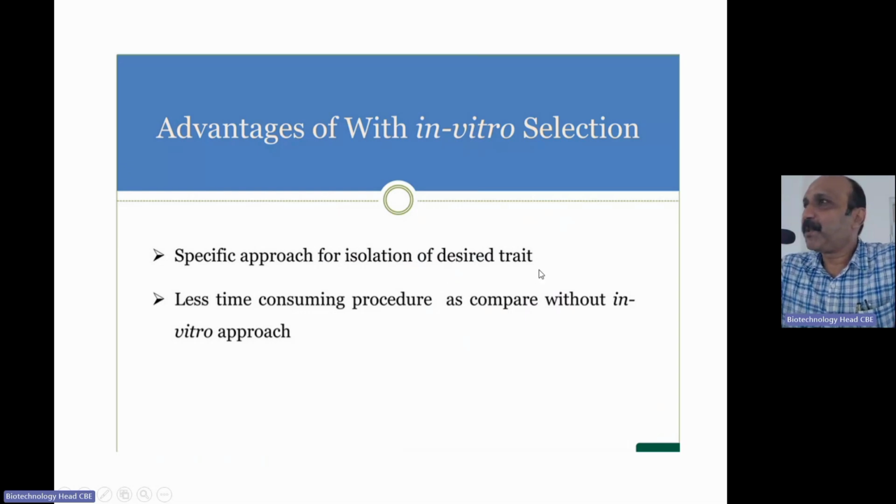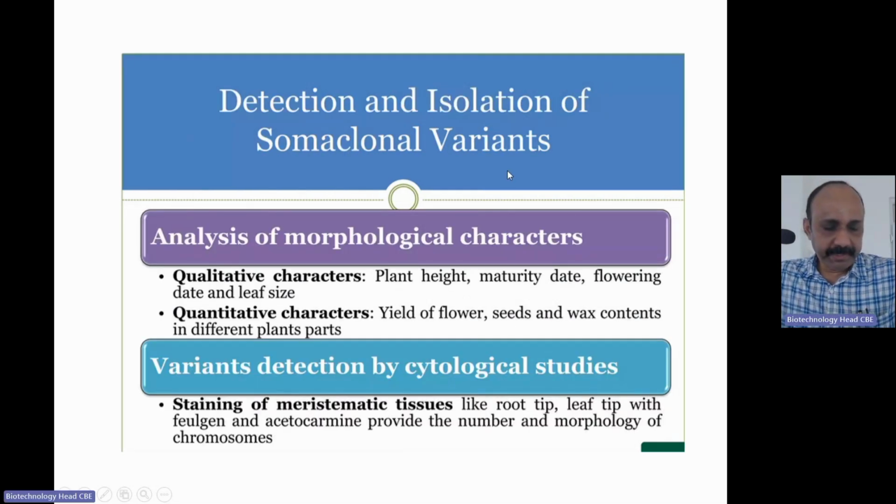Right? So we introduce a specific trait for selection, because we are not randomly selecting for a character. So this is a less time-consuming procedure compared with the in vitro approach. So the detection: after we get all these plants, how do we select for those changes?